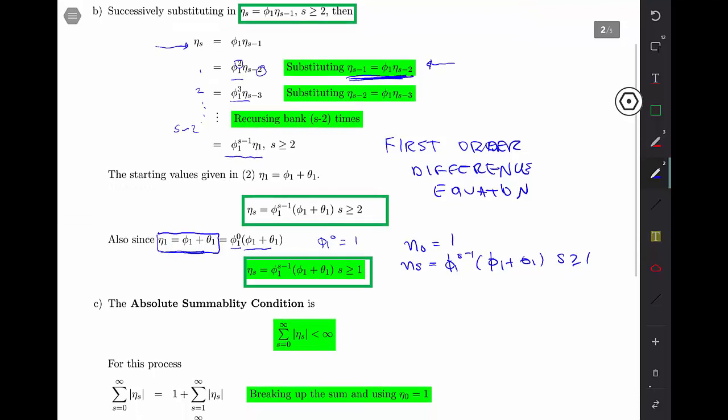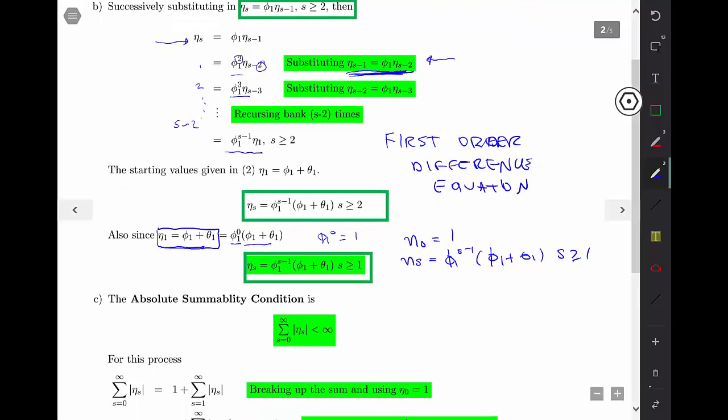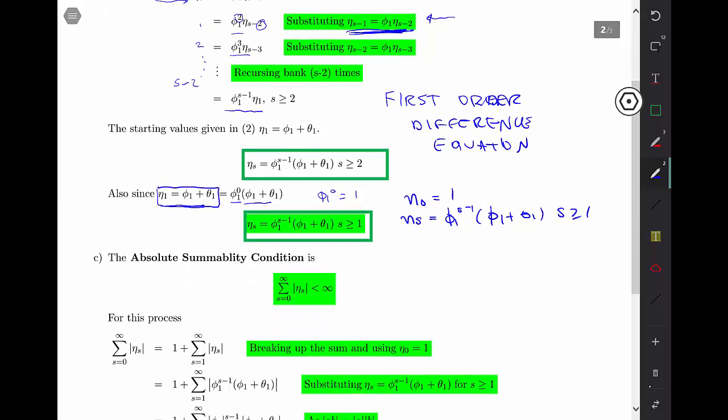Okay. So part C then asks you to verify the absolute summability condition, which is just this here. It's just a definition: it says that the sum of the absolute values of all the MA infinity coefficients is less than infinity. And remember why we did this. For an MA infinity process, in general, the variance is sigma squared times the sum of all the coefficients squared. And remember, for it to be stationary, this has to be finite.